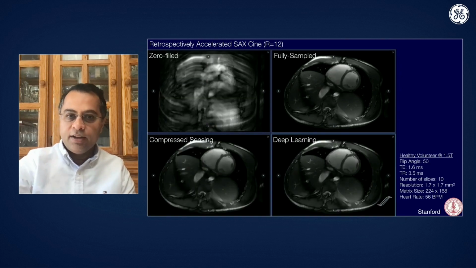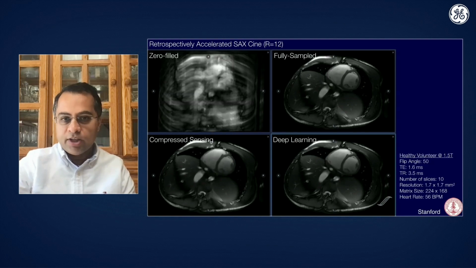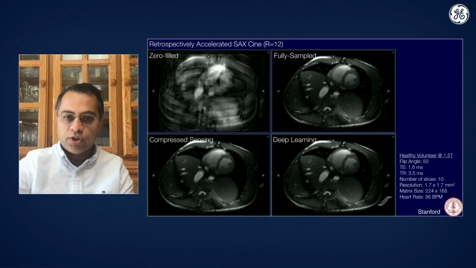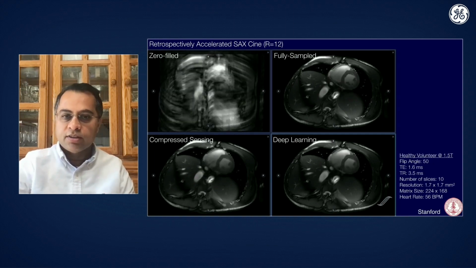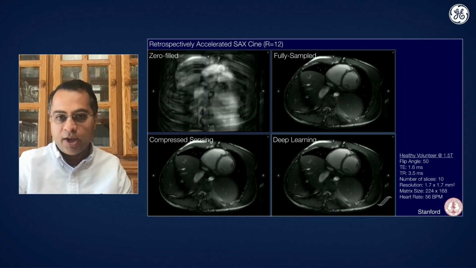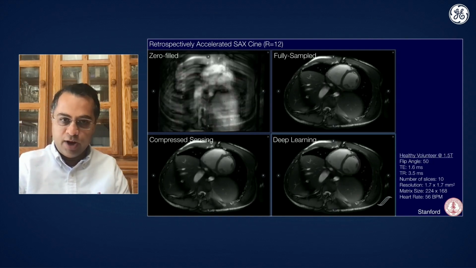But you can, even with a 12-fold acceleration, use more advanced reconstruction techniques such as compressed sensing or this deep learning approach that I'm presenting today. And you can see that you can recover the images quite nicely. And this is quite adequate for performing assessments of ventricular function and ejection fraction.